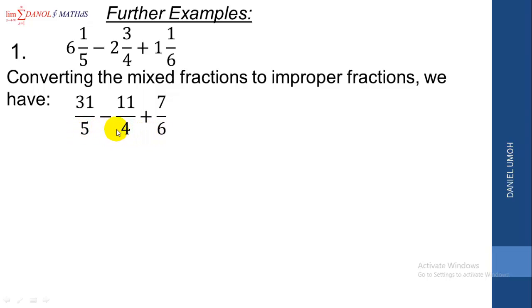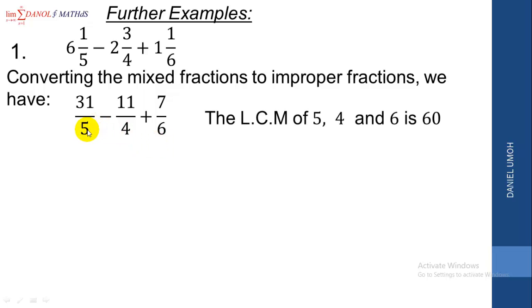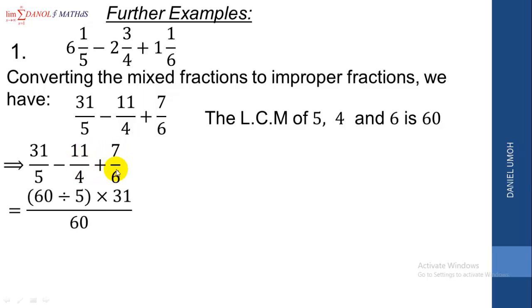You can see that the denominators are different. So what we are going to first and foremost do here is to find the LCM of the denominators, which is 5, 4, and 6. So the LCM of 5, 4, and 6 is what? 60. Please, you can confirm that. Now, we can now say that this, of course, 31 over 5 minus 11 over 4 plus 7 over 6 will now give us, for this first fraction, we said 60 divided by 5 times 31, and we got this. For the second one, we did what?